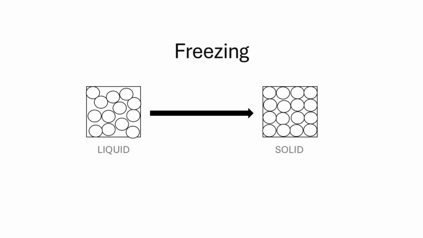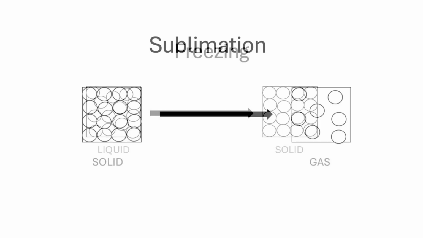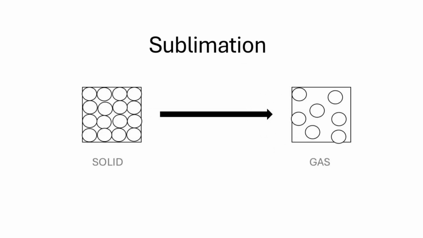Freezing is the process where a liquid turns into a solid. This occurs because the molecules in liquid lose energy, move more slowly, and become tightly packed, forming a solid structure. Sublimation is when a solid transitions directly into a gas, like dry ice turning into carbon dioxide gas.